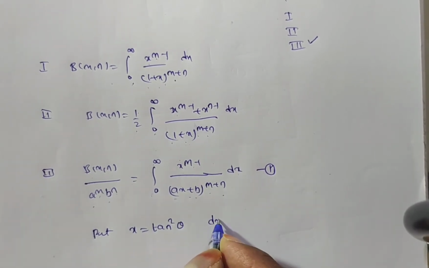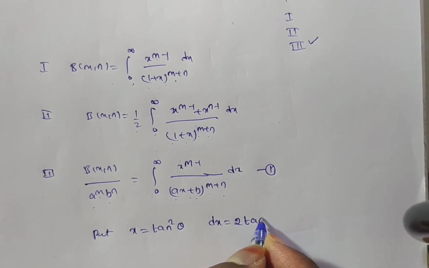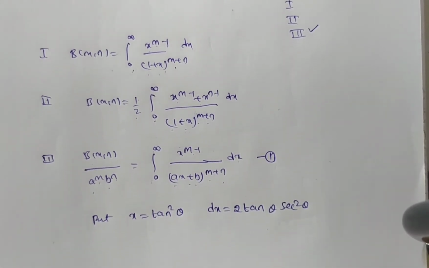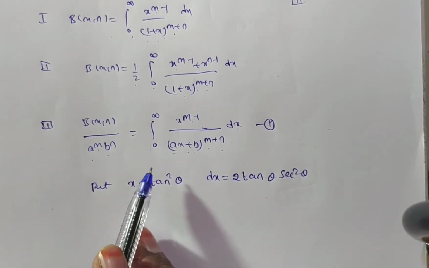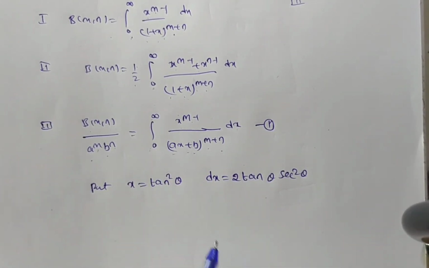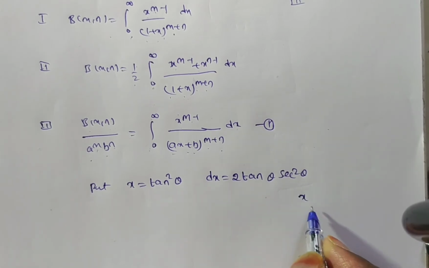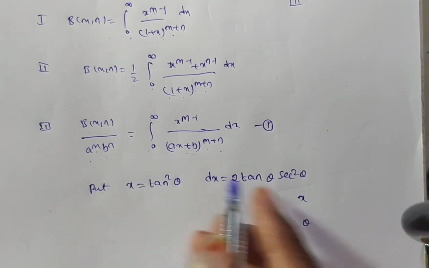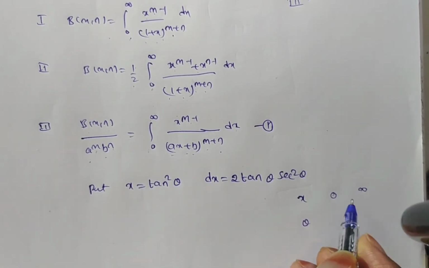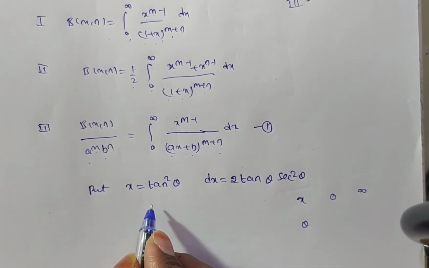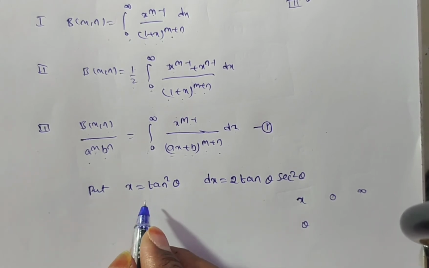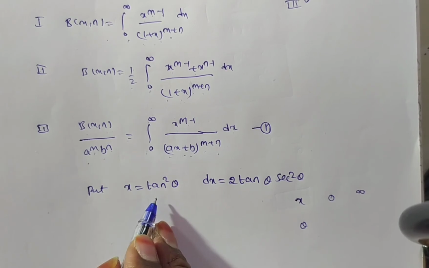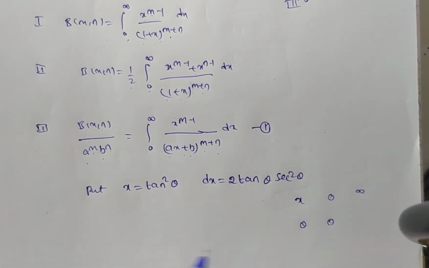In this case, dx is equal to 2 tan theta into secant square theta. Next you need to change the limits also. Now you write down x limits and theta limits. X limits: lower limit is 0 and upper limit is infinity. Theta is equal to tan inverse of this. Anyway, put x is equal to 0. When will tan be 0? If theta is 0.